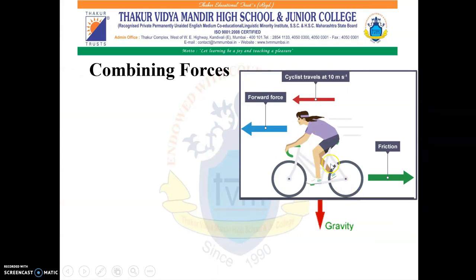Let us see one more example. Here you can see a girl riding a bicycle. Here also several forces are acting. The forward force is generated by the muscular force as well as the mechanical force. The gravitational force, again, is acting towards the downward direction because of the weight of the bicycle and the girl. And the force of friction is always acting in the direction opposite to that of the motion.